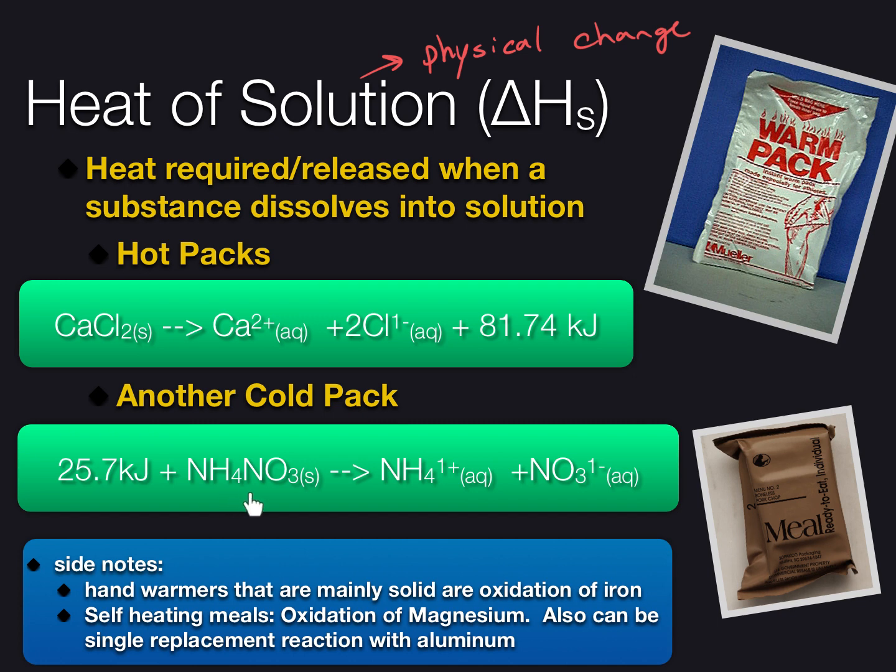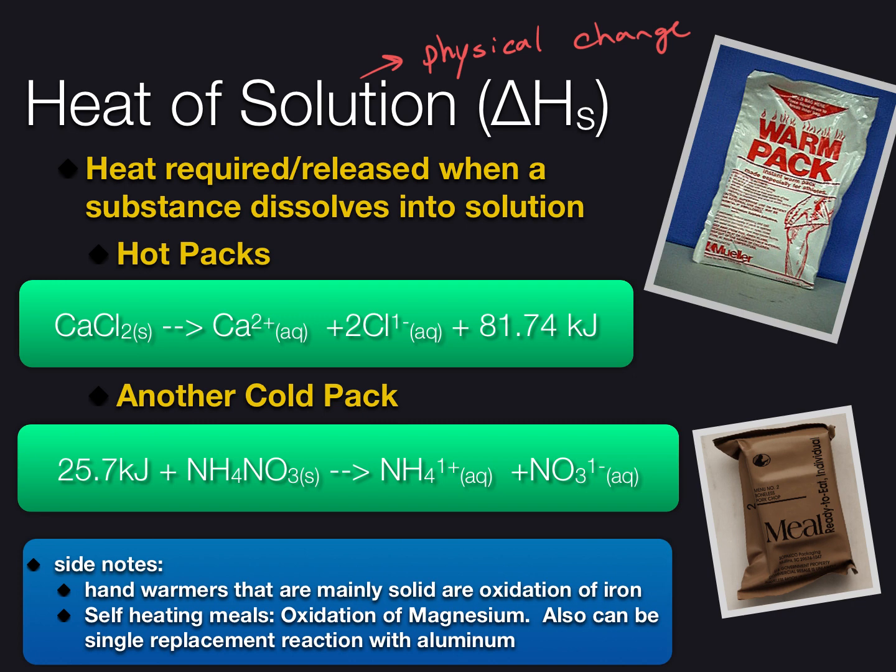But if you just take the ammonium nitrate and dissolve it, it becomes ammonium ions and nitrate ions, it actually absorbs 25.7 kilojoules of energy. It's not as much energy that gets absorbed when the ammonium nitrate reacts with the barium hydroxide, which we saw in the last video. This number was much larger. It is a value, although smaller, that can be used to make another type of cold pack. These are just hot packs and cold packs that result from dissolving.